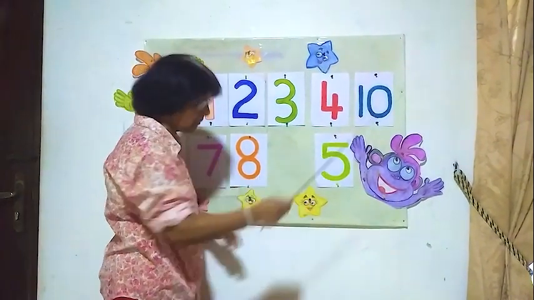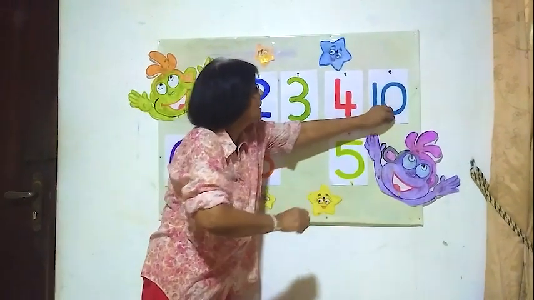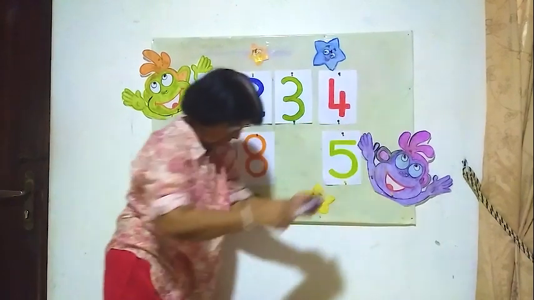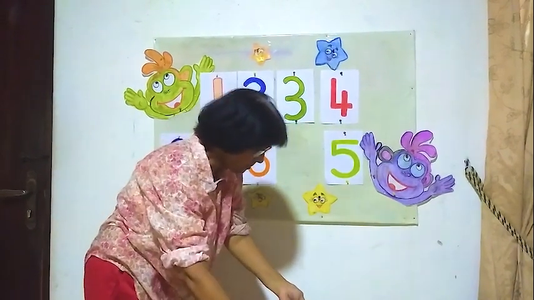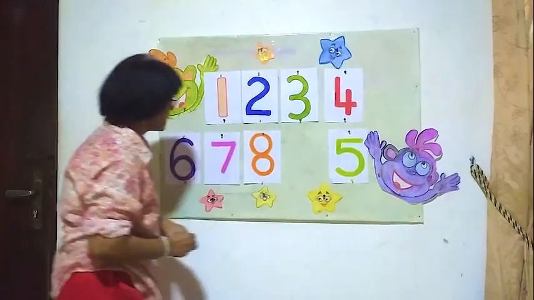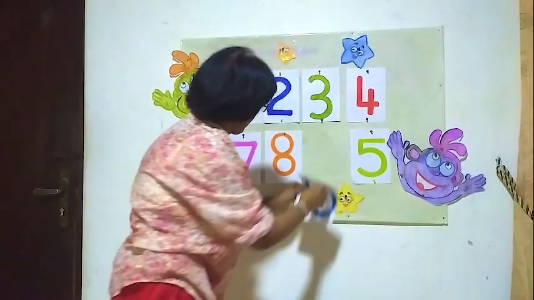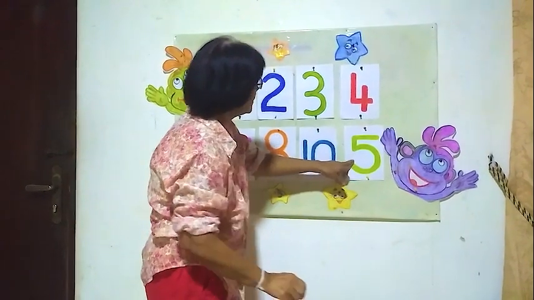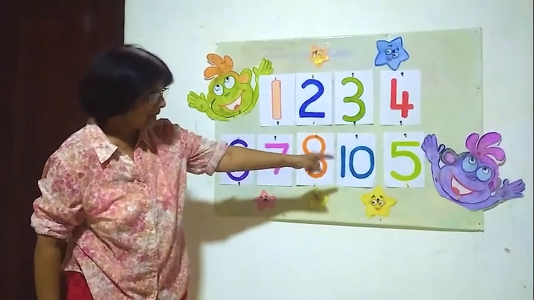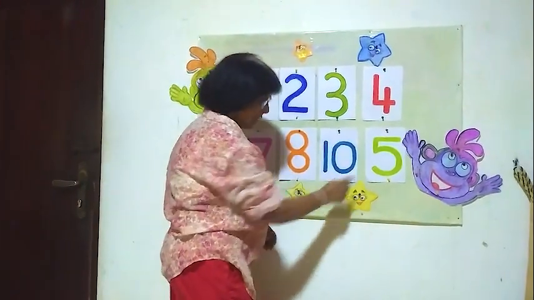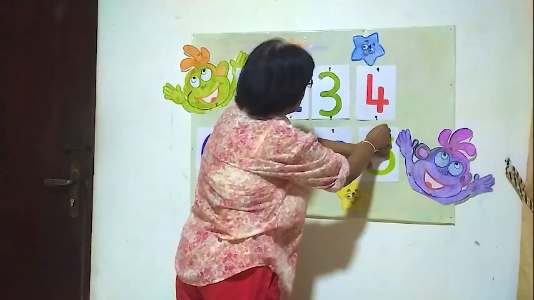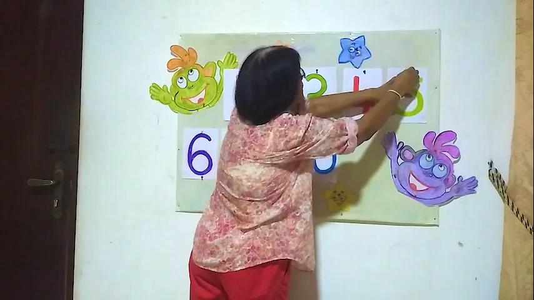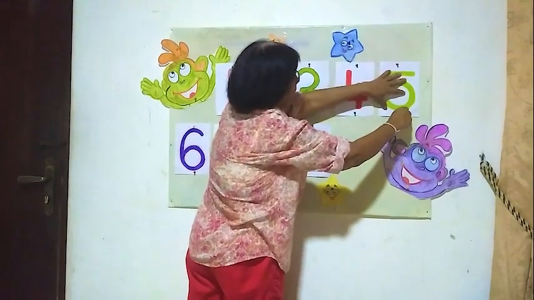Is this number 5? No, this is not number 5. We are taking this out. This is number 10. We have to find number 5. Okay, where's number 5? Is this number 5? Yes, this is number 5. We take this number 5 from here and put this number 5 here.